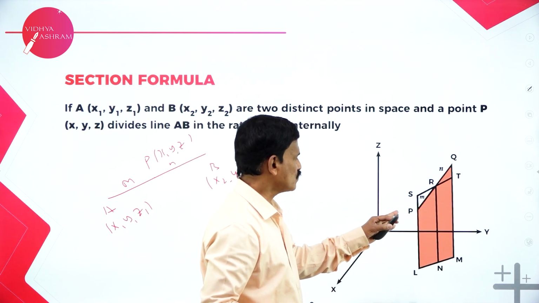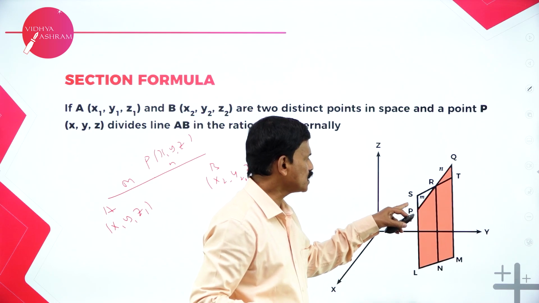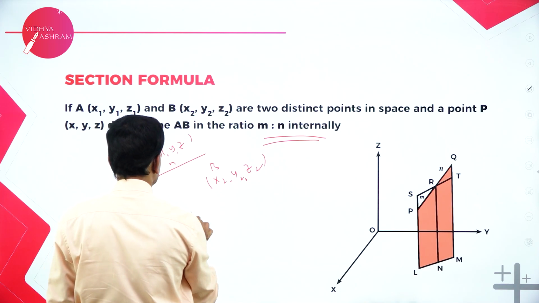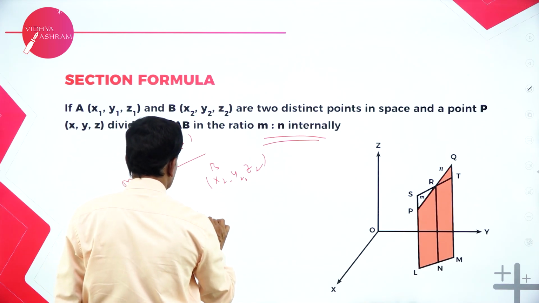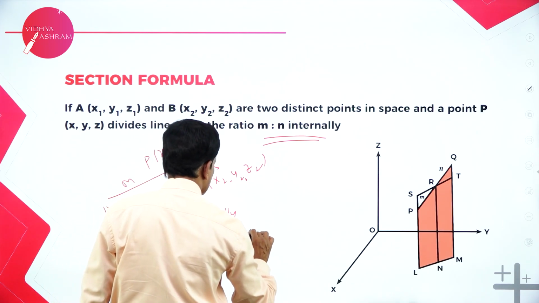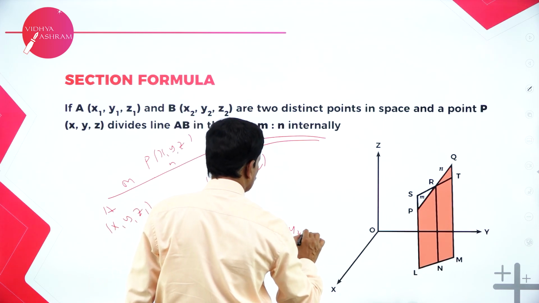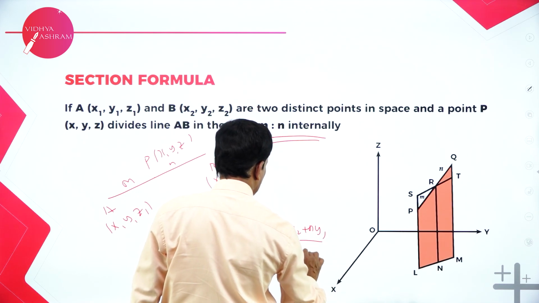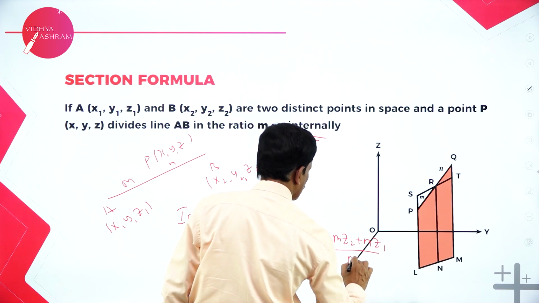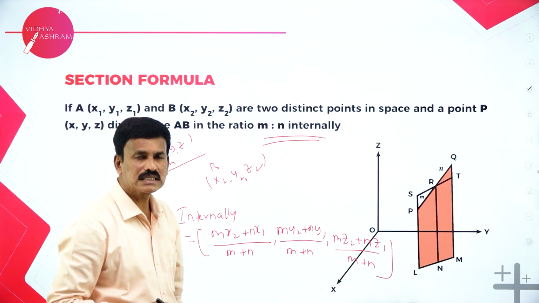Suppose P(x1, y1, z1) and Q(x2, y2, z2), and let a point divide PQ internally in the ratio m is to n. Then the internal division is given by (mx2 + nx1)/(m + n), (my2 + ny1)/(m + n), (mz2 + nz1)/(m + n). So, these are the coordinates of the point of internal division.